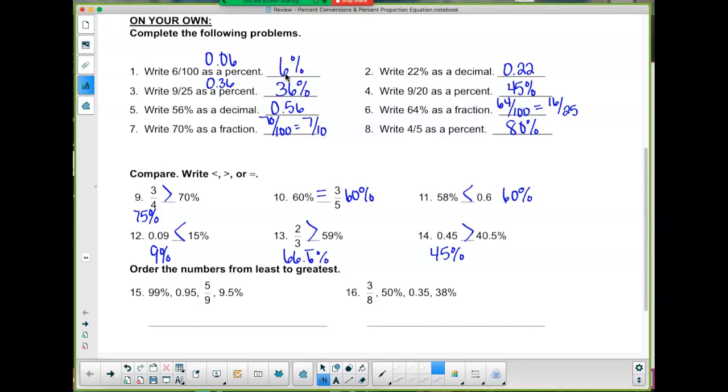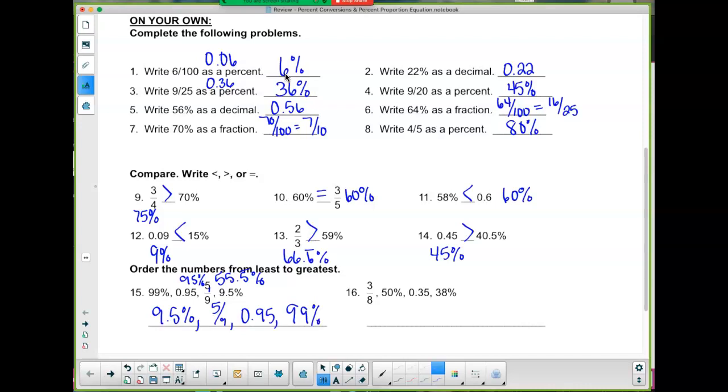Okay, and then putting them in order from least to greatest. You guys, when you're asked to do this, put them all in the same form first. I'm going to make them all percents. I have 99%. This would be 95%. 5 divided by 9 would be 55.5 repeating percent, and then 9.5%. So then when I put them in order, 9.5% comes first, then 5/9, then 0.95, and finally 99%. Okay, that would be in order from least to greatest.